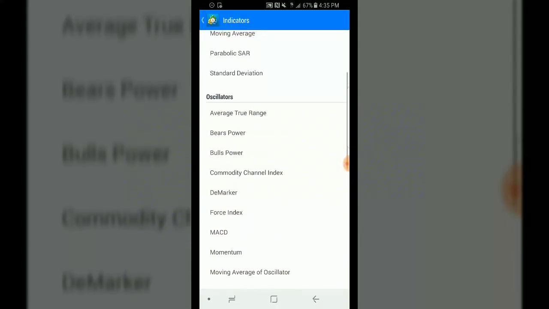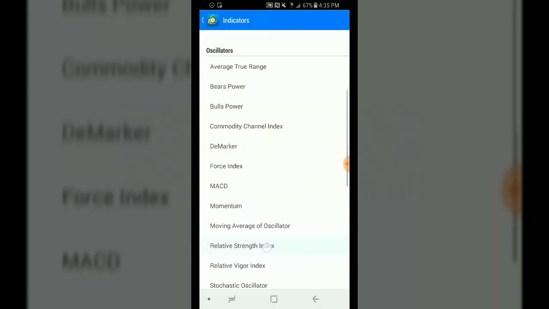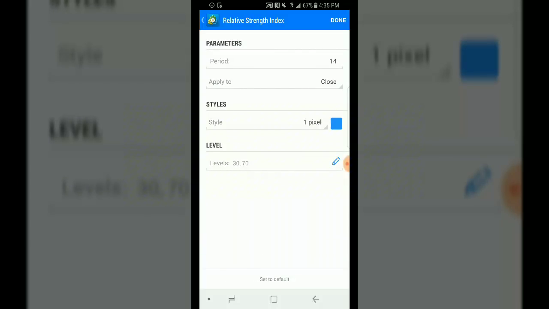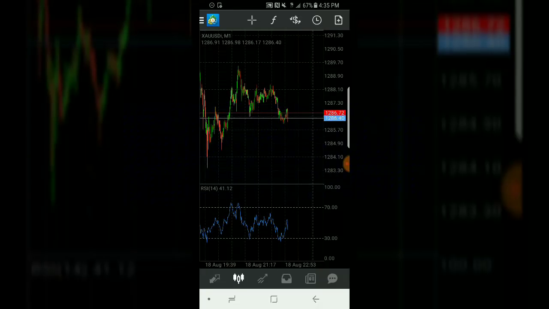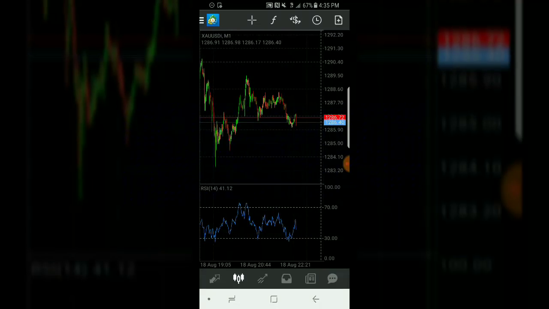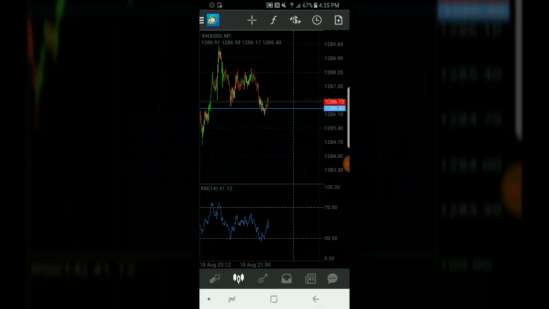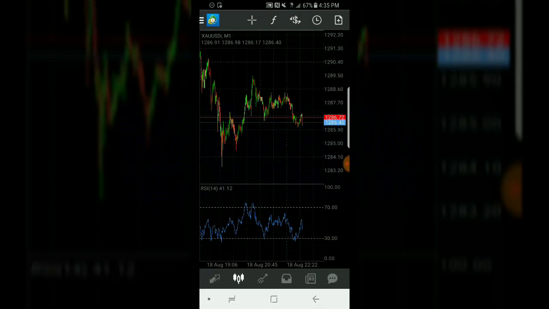So I am going to choose a relative strength index. I like that. Leave the settings, click done, and it shows up down on the bottom here. Now the relative strength shows your overbought territory is above 70 and your oversold territory is below the 30. So generally when it comes down and touches the 30 or gets below, then we're going to have a reversal and it will bounce up.